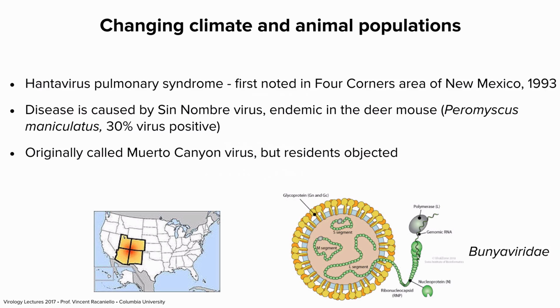And this is a virus that's endemic in the deer mouse. The deer mouse is Peromyscus maniculatus. This is a mouse that is quite common in many different places in the US. About 30% of any group of mice that you capture of this species are going to be positive for this virus. So if you like to camp or go into the woods, you have to be careful. Don't just pick up mice and play with them, okay? Because they could have hantavirus, and people have been infected.